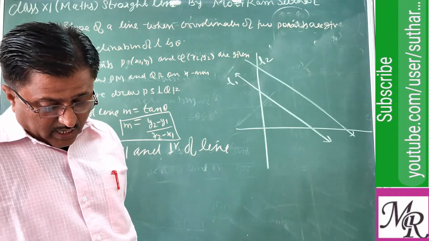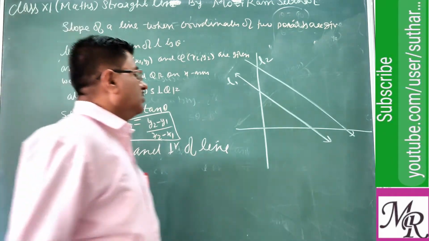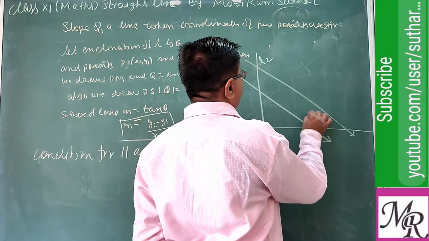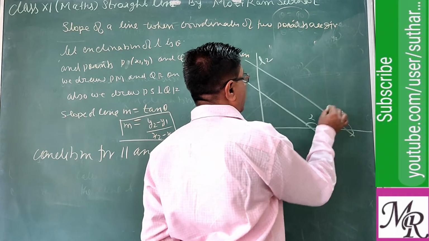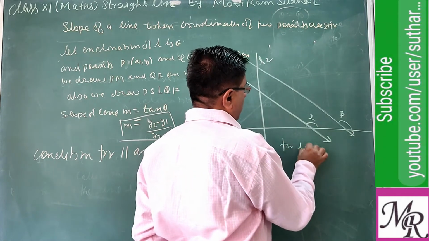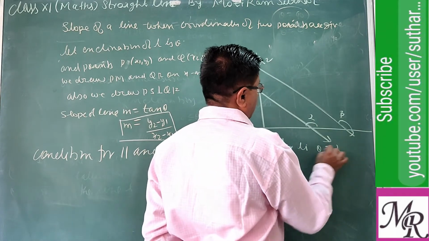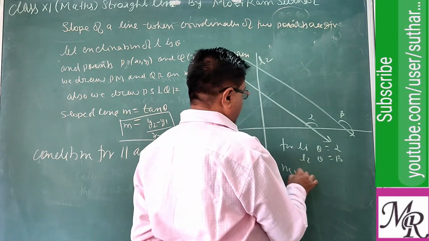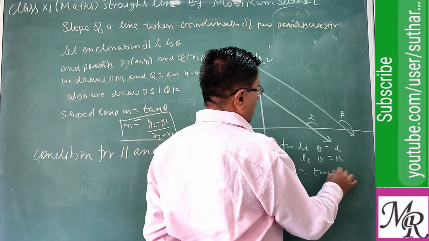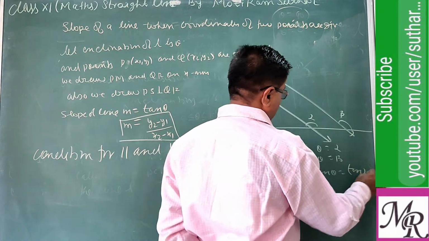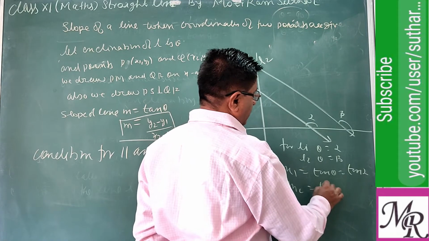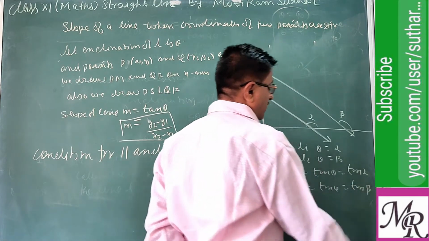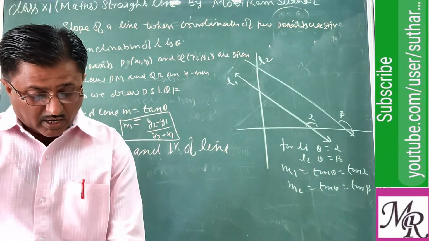So if the line L1 is parallel to L2, now the inclination of the line for L1 is alpha and for L2 is beta. For L1 theta equals alpha, for L2 theta equals beta, which means the slope of the first line, tan theta, is tan alpha. The slope of the second line is tan beta. So this condition is given.